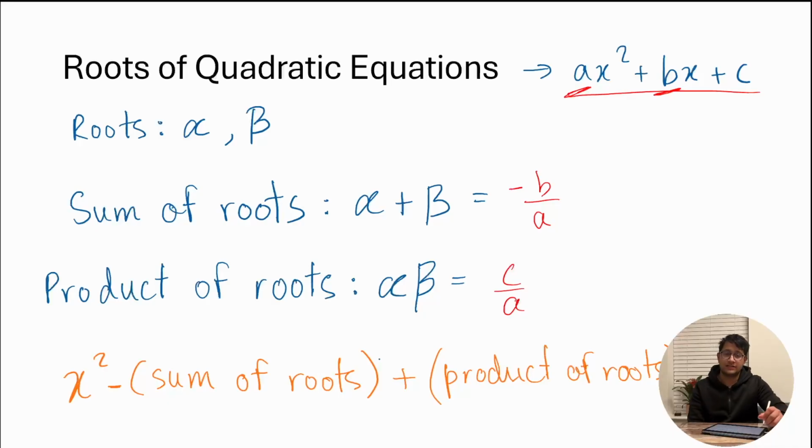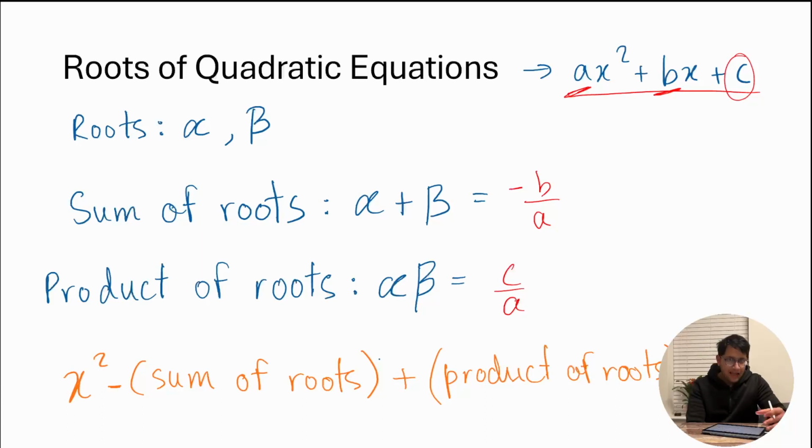And this is how we're taught to factorize things in GCSE maths, especially. The last number is going to be the product of the roots, and the middle number is going to be the sum of the roots, especially when the coefficient of x squared is 1. And that's how we factorize.